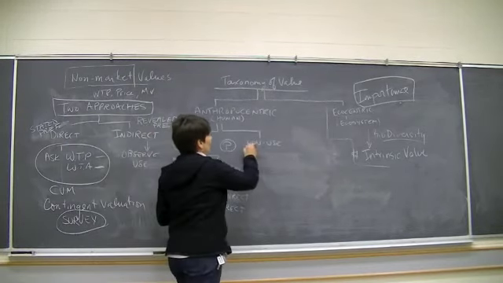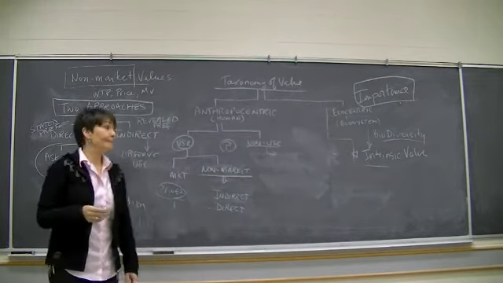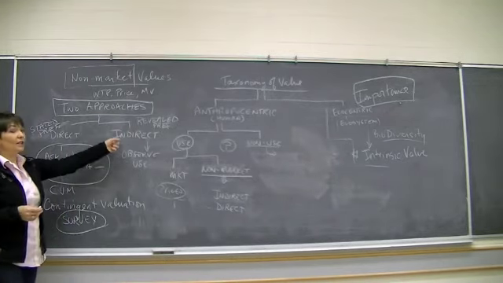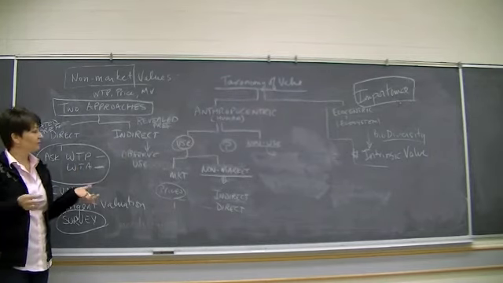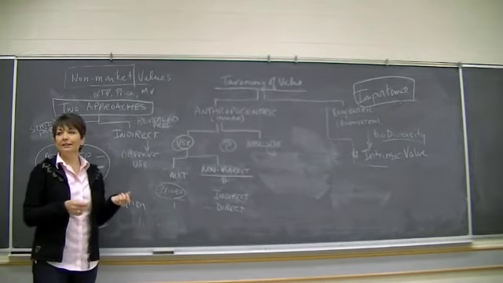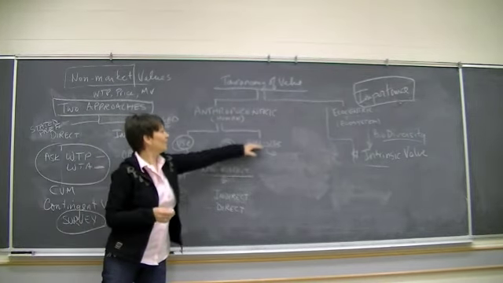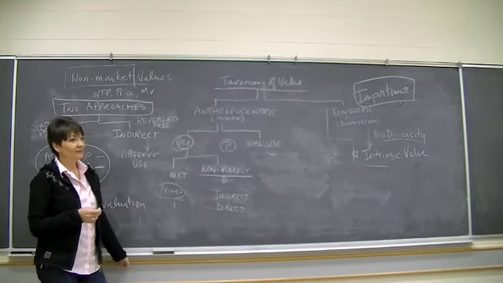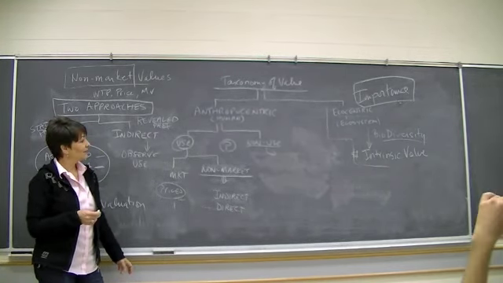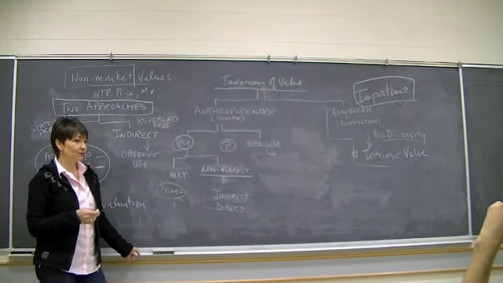What about with non-use? What method could I use here? Can I use an indirect method to observe what they're consuming or what they're using? Yeah? What they're using? You can look at how much people are willing to pay to go to other places if they're not using this one.